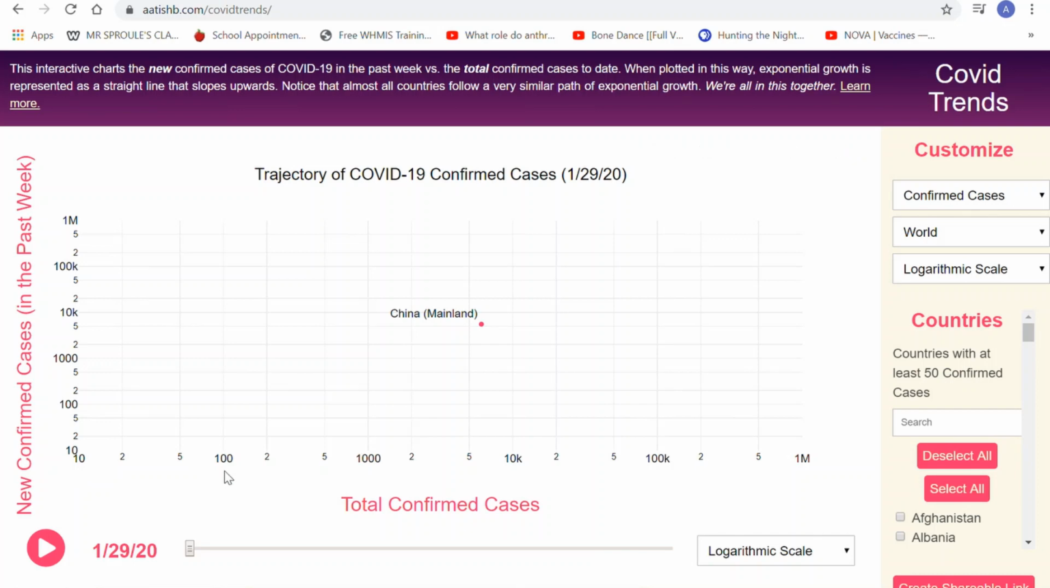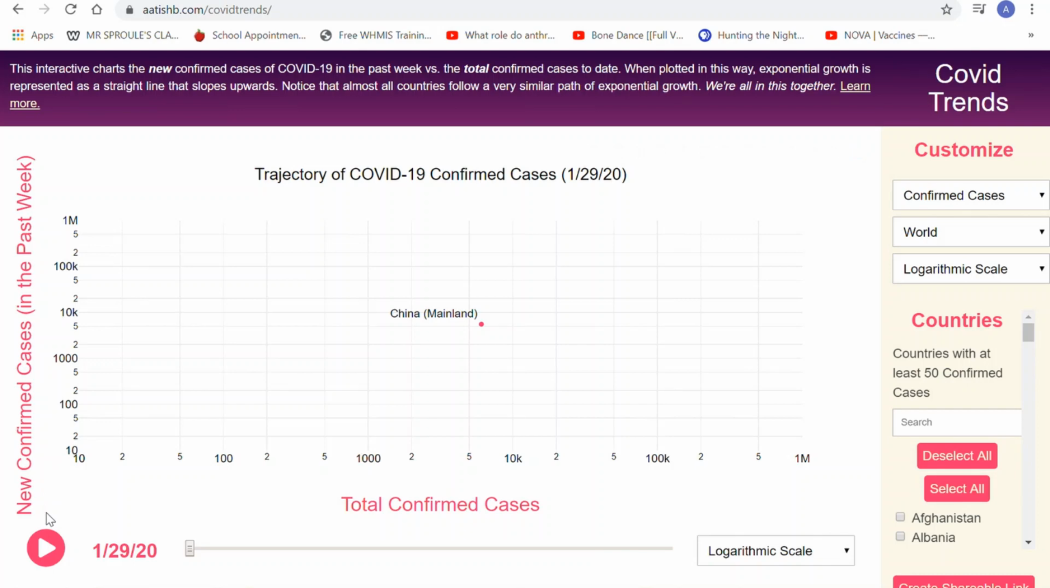So total confirmed cases is our x-axis. 10 is down here. 100, 1,000, 10,000, 100,000, and a million. So as we go from left to right, we're going to get more and more cases. And the vertical axis says new confirmed cases in the past week. So this is how much the virus has spread in that country in the past week. So in the first couple of days, they were at roughly just over 5,000 cases, and they were getting 5,500 new cases a week at this point. So a very fast growth rate.